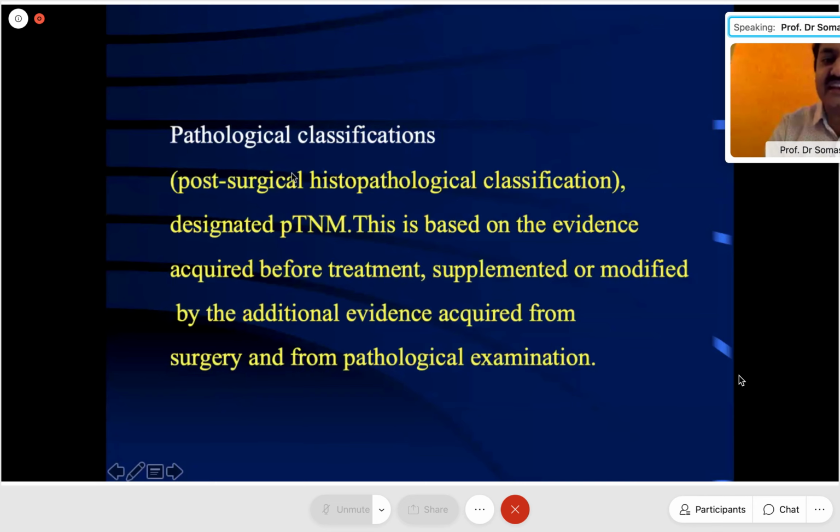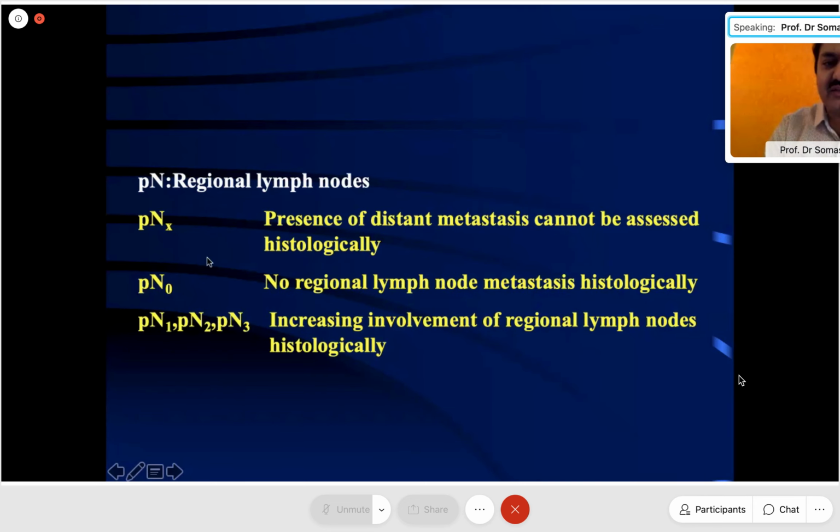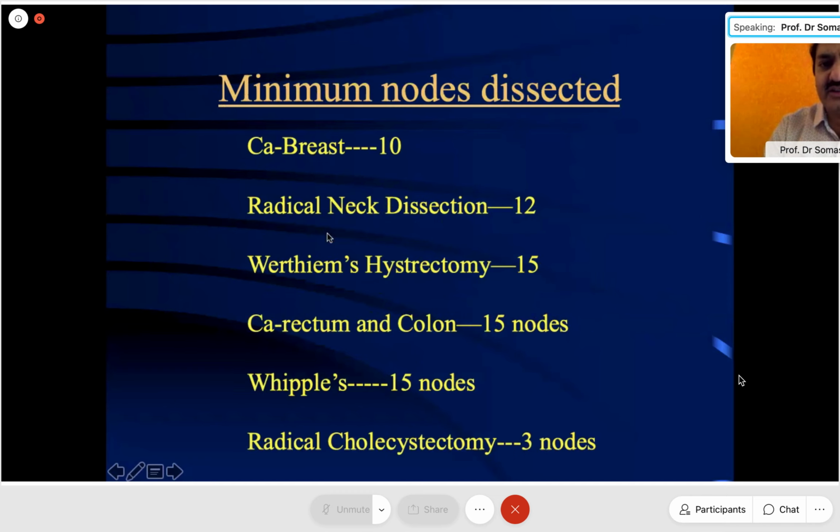Pathological stage is at the end of the surgery. Again you classify it as NX, N0, M0. That is what you identified. Now this is what I told you. Don't confuse minimum nodes required for staging with therapeutic. Minimum node required in breast is SLNB or 6. As per the AJCC, 10 radical neck dissection, 12 Wertheim's radical hysterectomy, 15 colorectum, 15 Whipple's, 15 radical prostatectomy 3. So read about it, make notes and keep it.